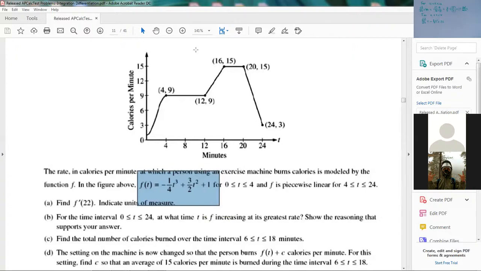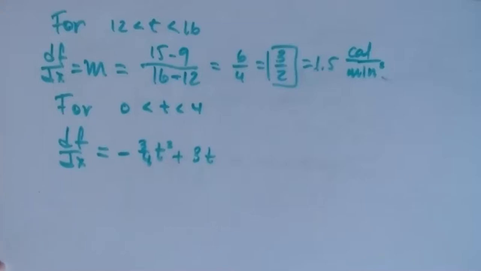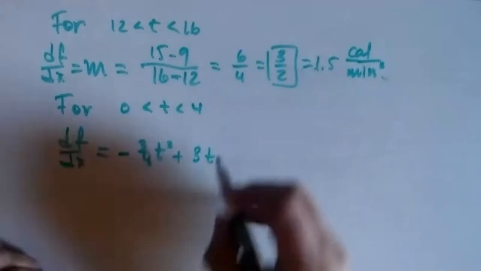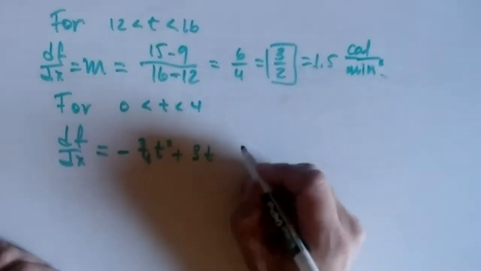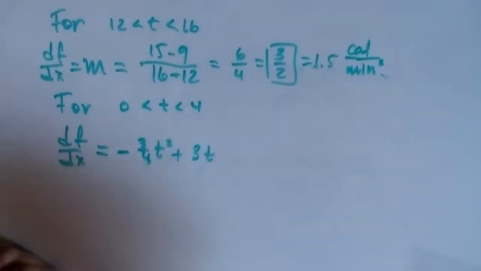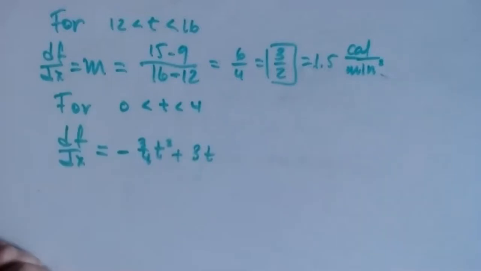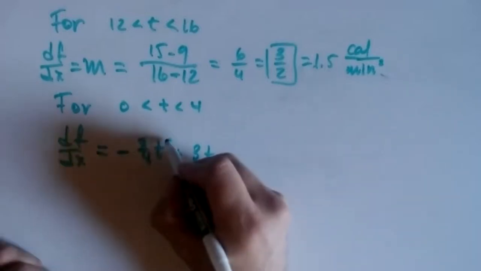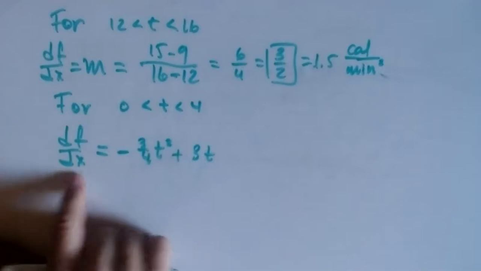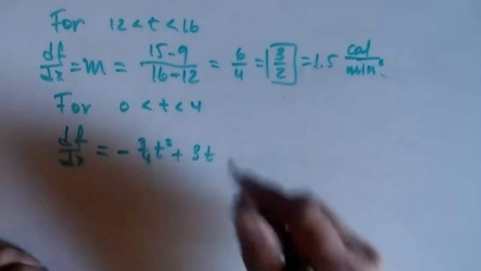So right here. Okay. For the time 0 to 4, the derivative of f is the derivative of the function you have on the paper. And if you take that derivative, it is negative 3/4 t squared plus 3t. Now the situation here is find where is the max, correct? In this case, this rate of change must have a max. Where is the max point?